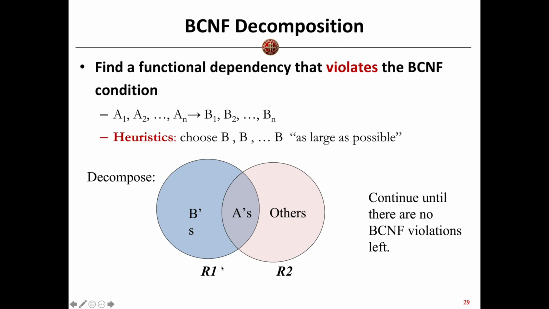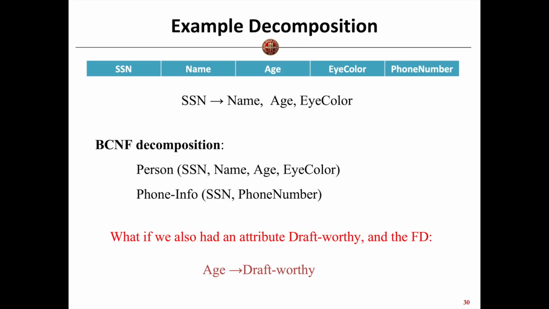In the new R1 relation, we have A and B as attributes, right? For R2, we have A and others as attributes. However, for R1 and R2, we may still have some other violating FDs in them, right? Therefore, we have to continue doing this decomposition until there are no violating FDs in the relations. So decomposition can have several steps. We do this iteratively until we cannot find any violating FDs in the relation. And we can provide you with another example.